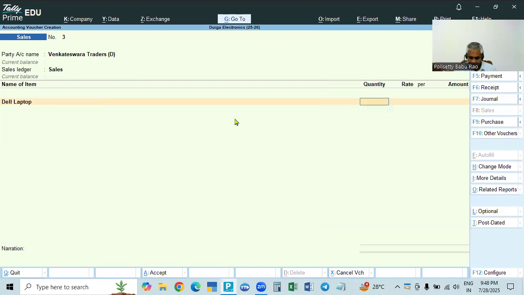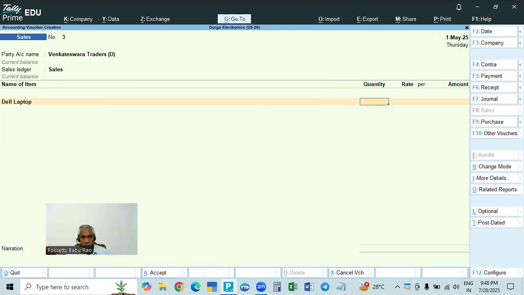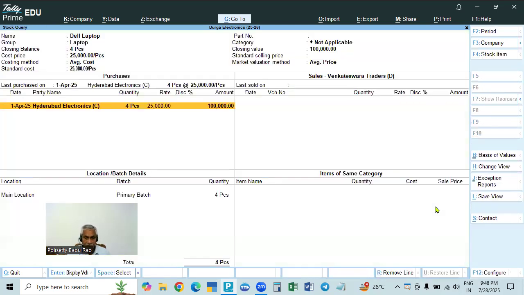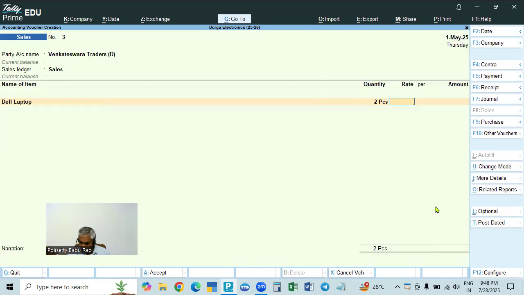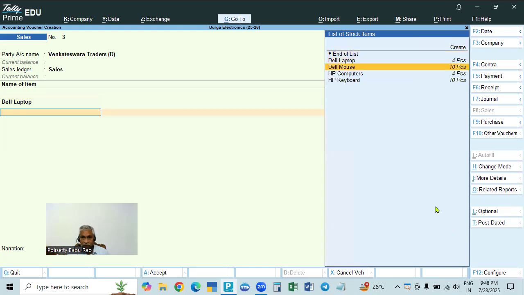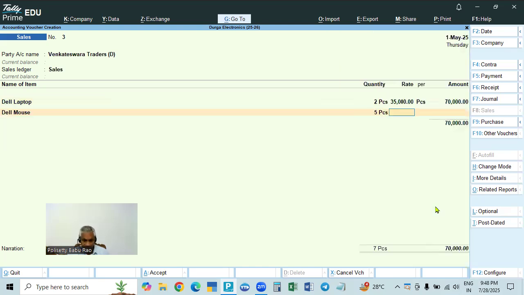desktop. Desktop, that is Dell laptop, we have 4 pieces. So we are selling 2 pieces. And what is the purchase price? 25,000, including expenses, everything. We will sell for 35,000 rupees. And here, Dell mouse we are selling, 5 pieces. What is the purchase price? 750, including the direct expenses like packing charges, and including our profit, we sell for 850. Okay, 4,250.